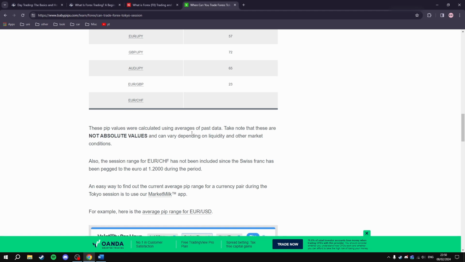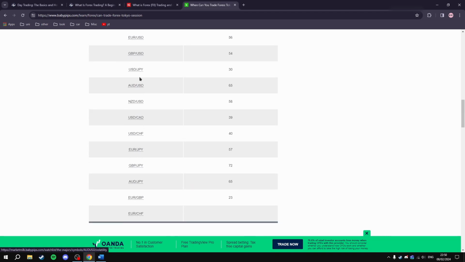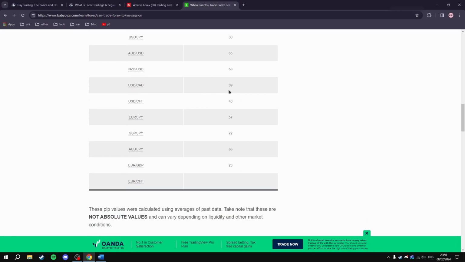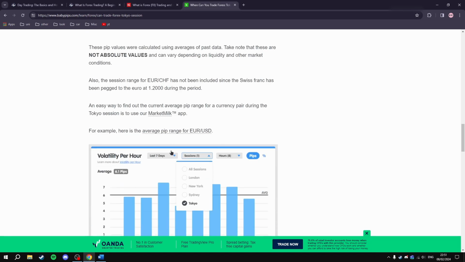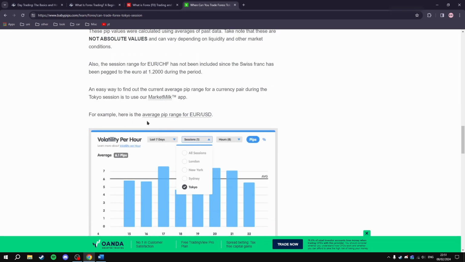An easy way to find out the current average pip range for a currency pair during the Tokyo session is to use our Market tool app. For example, here's the average pip movement for Euro USD. I think we just have not seen actually. For Tokyo Euro USD, oh no, that's the range. This is the pip range, average pip range.